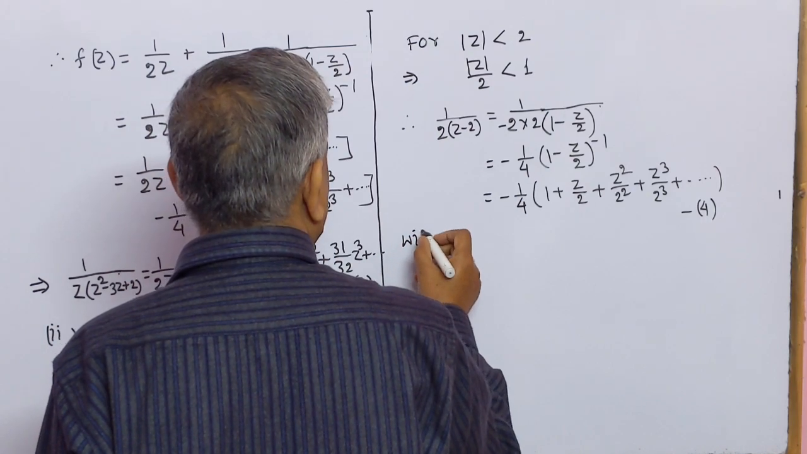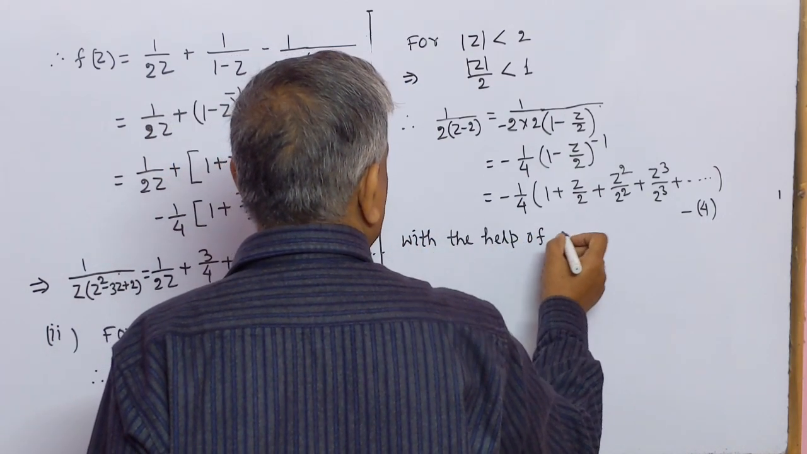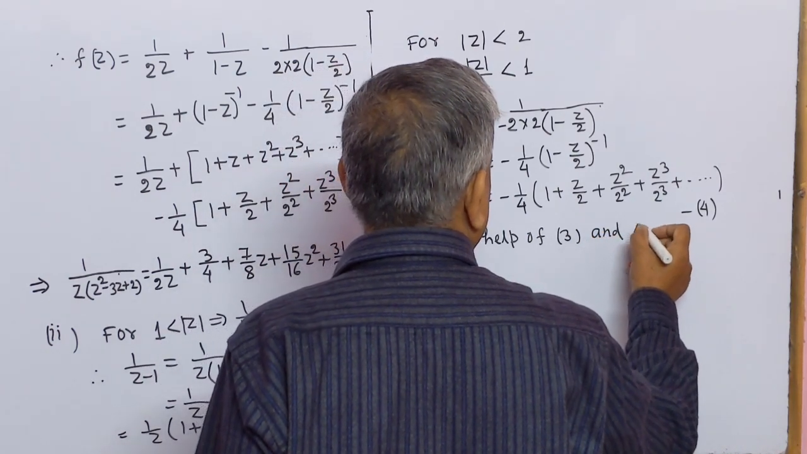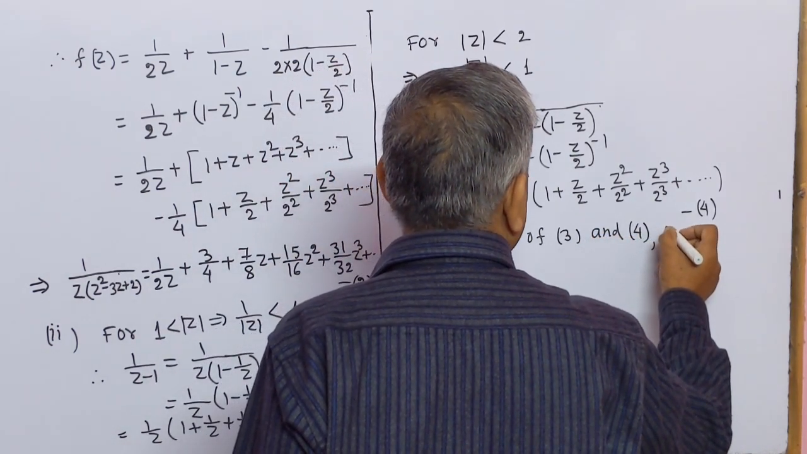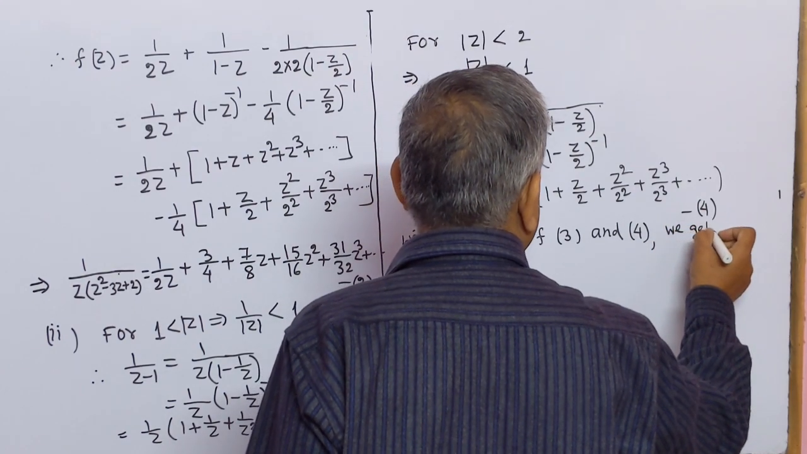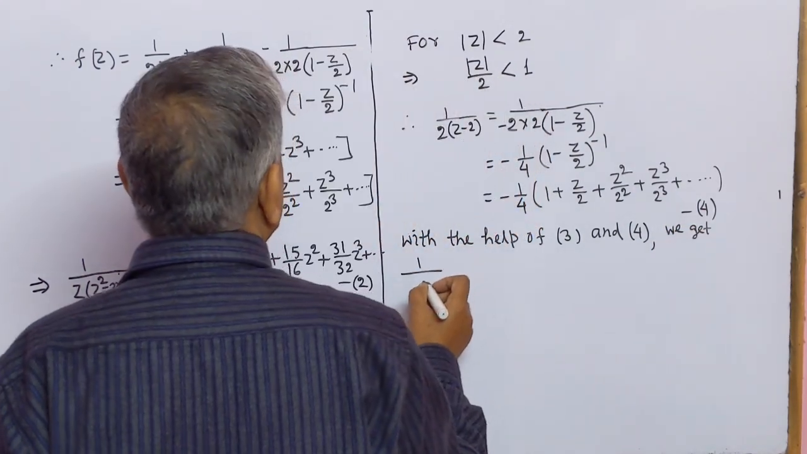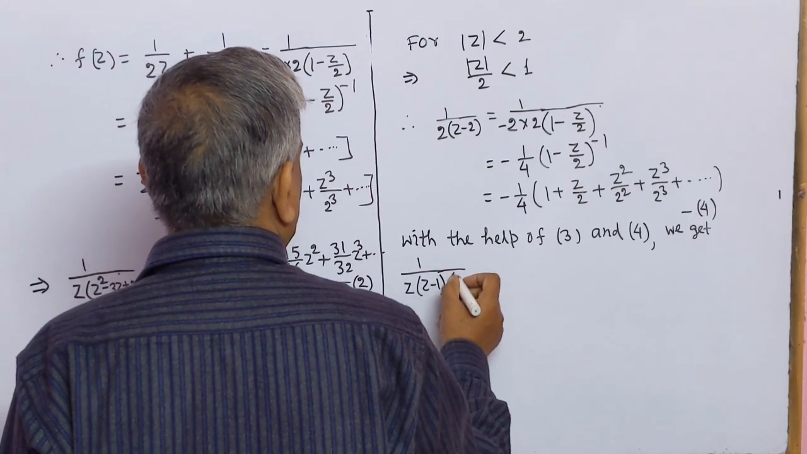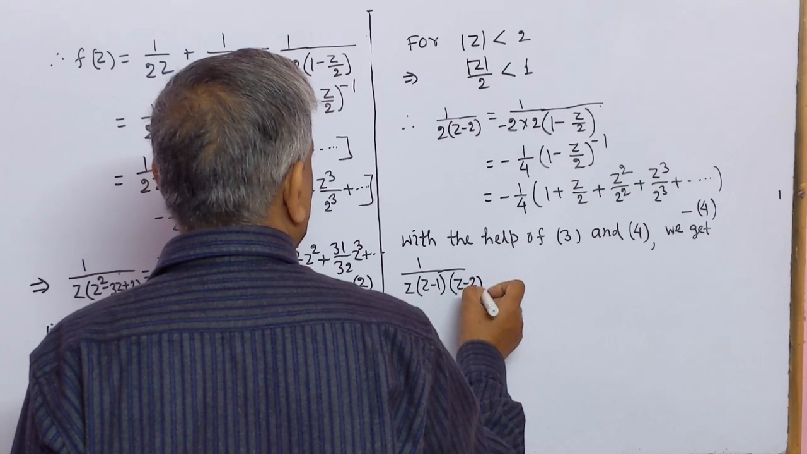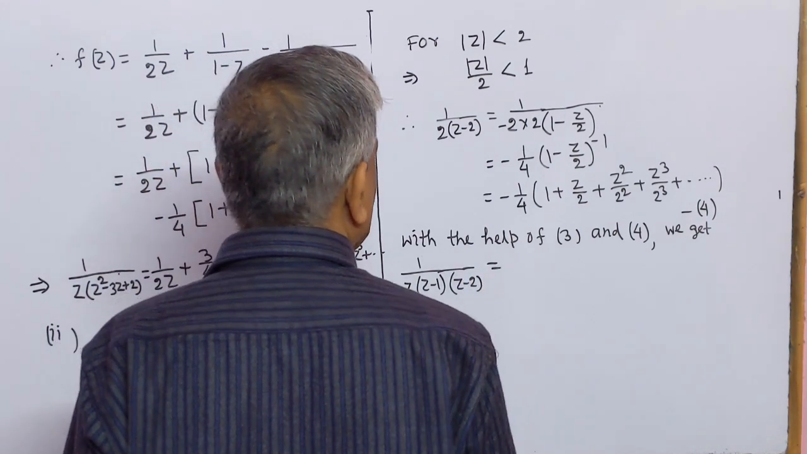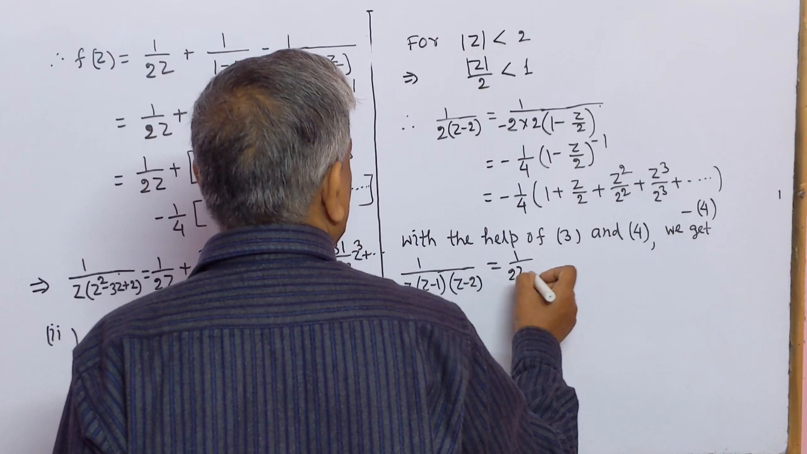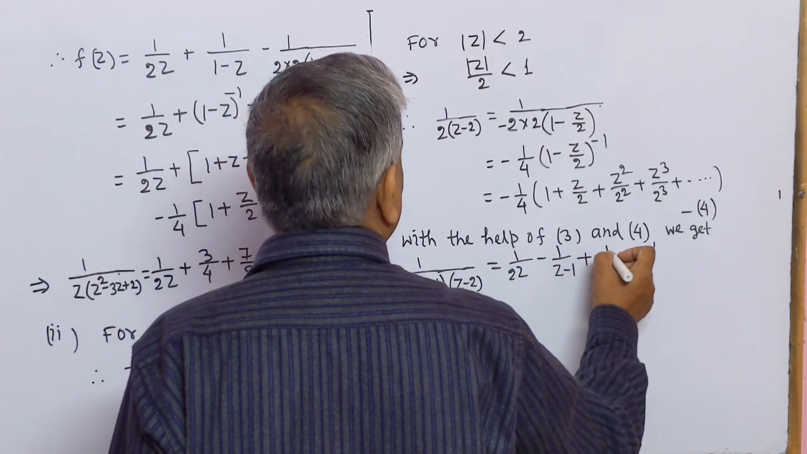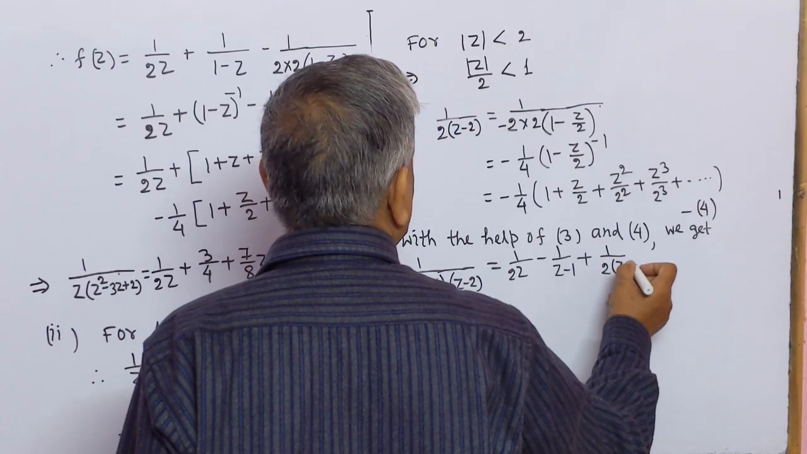With the help of 3 and 4, we get 1 by z, z minus 1, z minus 2 equal to 1 by 2z minus 1 by z minus 1 plus 1 by 2z minus 2.